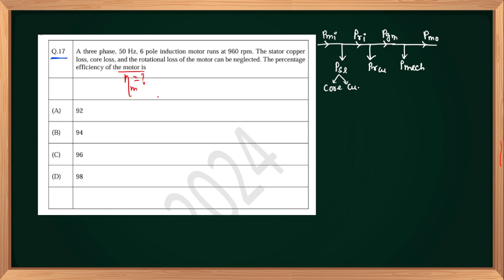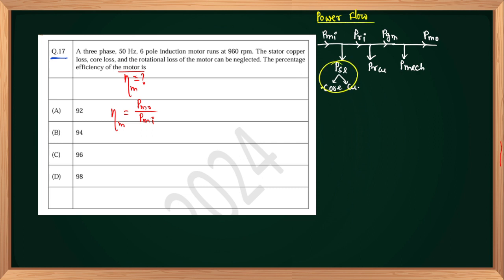So motor efficiency, how do you write? The percentage efficiency of the motor will be motor output divided by motor input. He said that the stator copper losses and core losses are neglected. If stator copper losses and core losses are neglected, you see this is the power flow diagram of the induction machine.